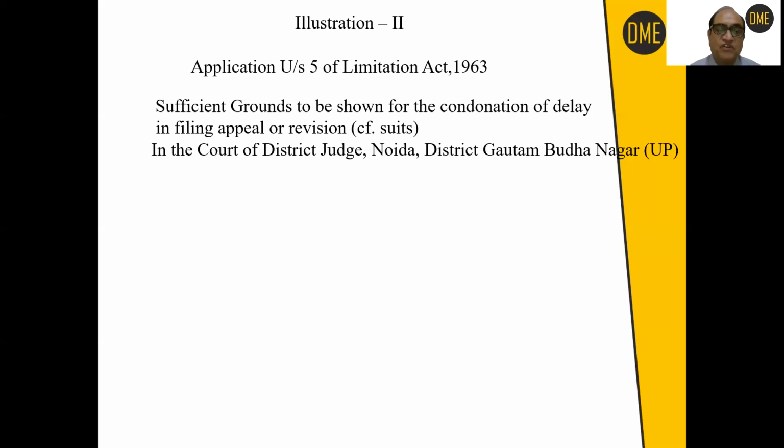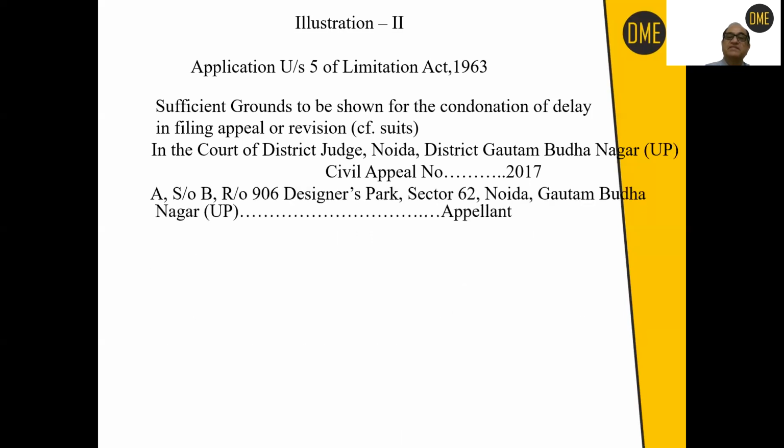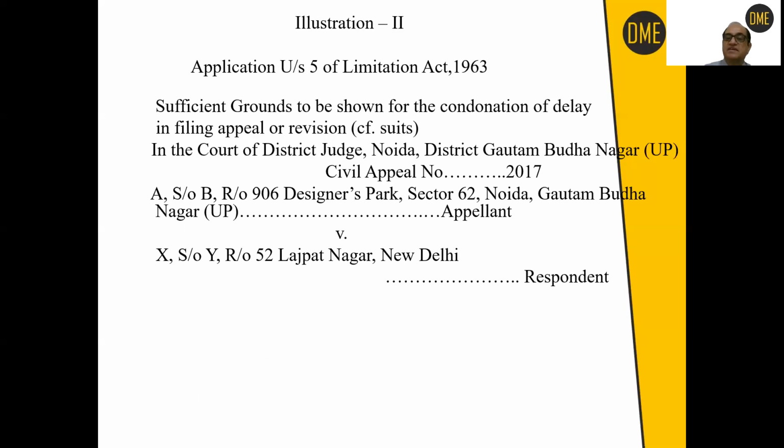But if we are talking about the appeal, then the first line in the application again will be in the court of District Judge, Noida, District Gautam Buddha Nagar. Civil appeal number of 2017 will remain the same. The name of the appellant is the same, ASN of P, resident of 906 Designers Park, Sector 62, Noida, District Gautam Buddha Nagar, UP. Versus the respondent, against whom the appeal now is to be filed. He is the defendant in the trial court. So the opposite party is the respondent.